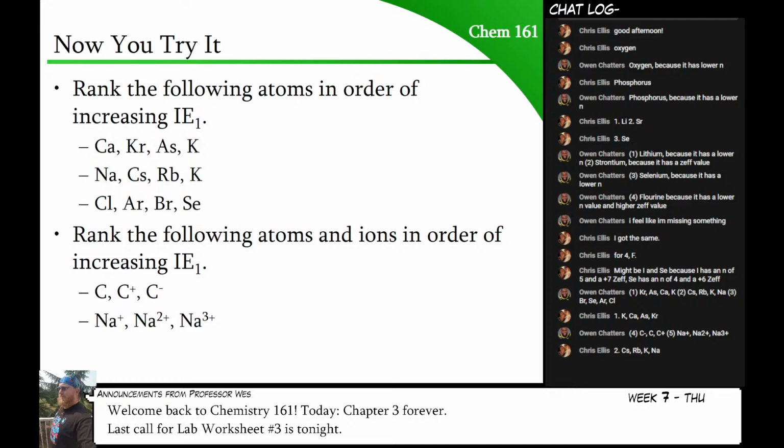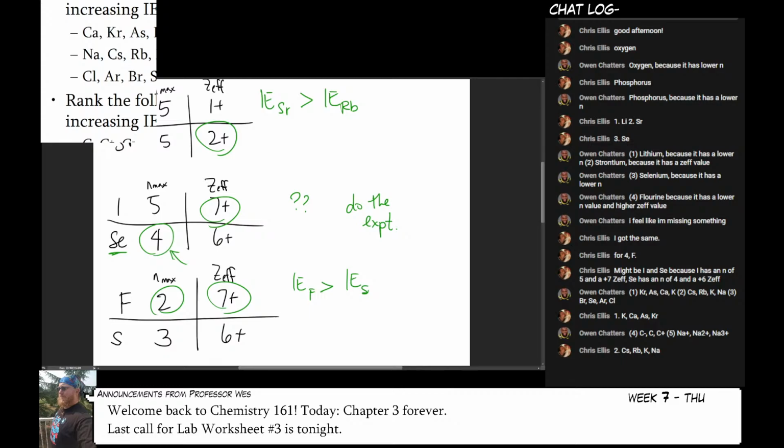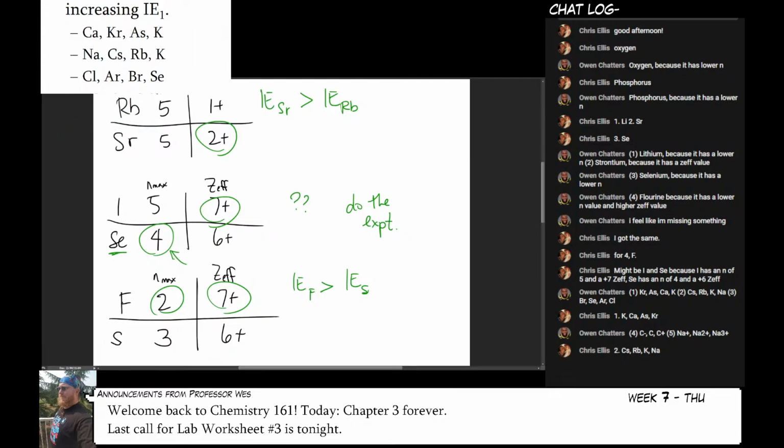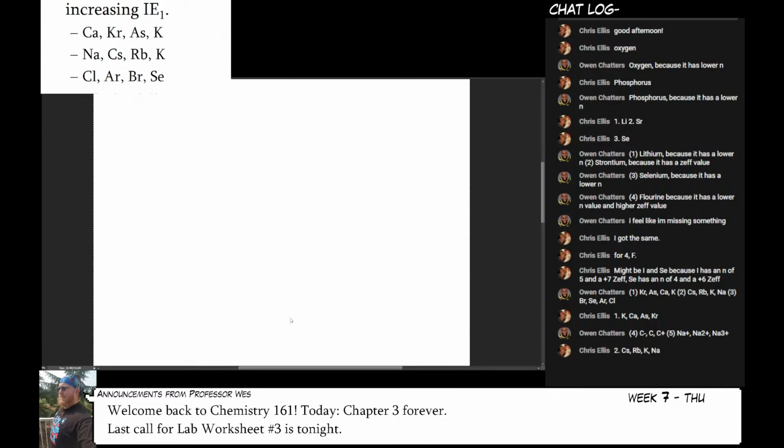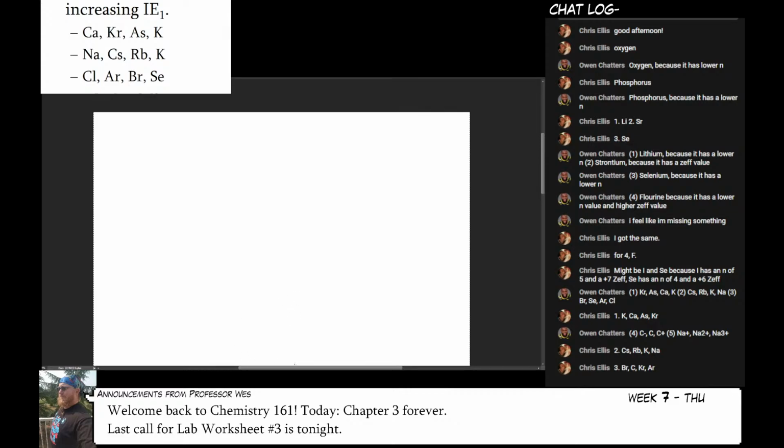All right. So if I write out, so we'll go like this. If we make a chart like the one that was on the screen, well, it was on the screen until I erased it, we can rank these pretty effectively, it turns out. So I'm going to just go calcium, krypton, arsenic, and potassium. And we'll go N max and Z effective. So calcium, oh, I need my periodic table again, which is over here. I'll just put it right here for now.